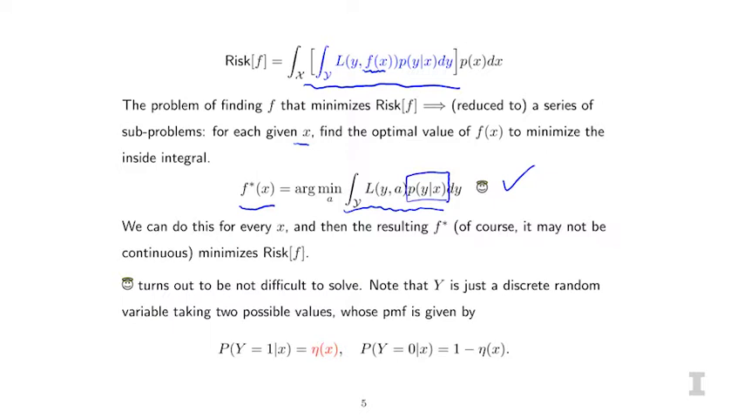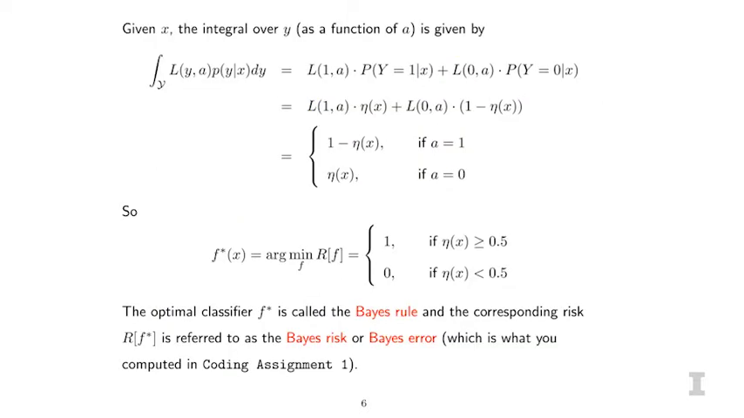So given x, y only takes two possible values. Let's denote the probability of y equal to 1 to be eta. And because this probability may vary at different x, it is really a function of x, so eta of x. And this means that given x, y follows a Bernoulli distribution with parameter eta of x. So let's evaluate this integral. This is an integral over y, and because y is discrete, it becomes a summation. So we sum over the two possible values for y.